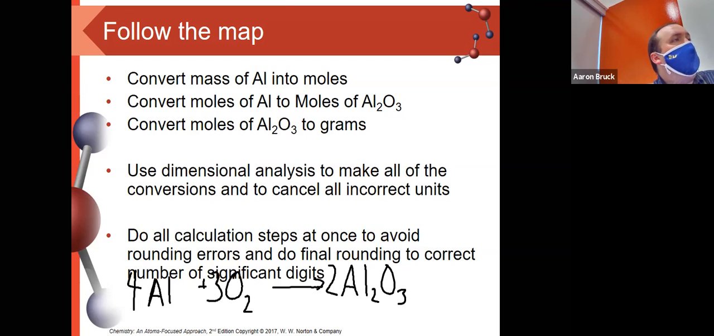And by doing dimensional analysis, we will avoid some rounding errors because we'll be doing all the calculation steps all at once instead of calculating the first step, rounding it, calculating the second step, rounding it, calculating the third step, rounding it. Remember from chapter 1, each time we round, we introduce more error. The more error we introduce, the less we can trust our results, the less accurate they become.